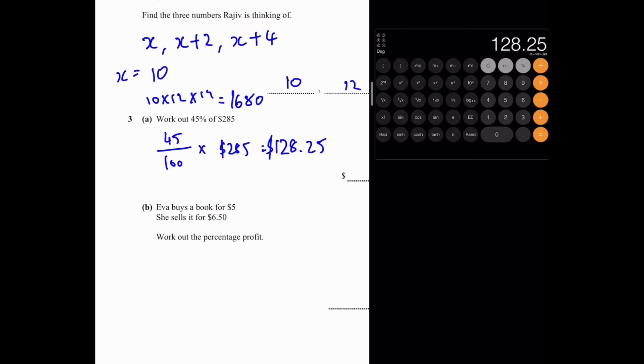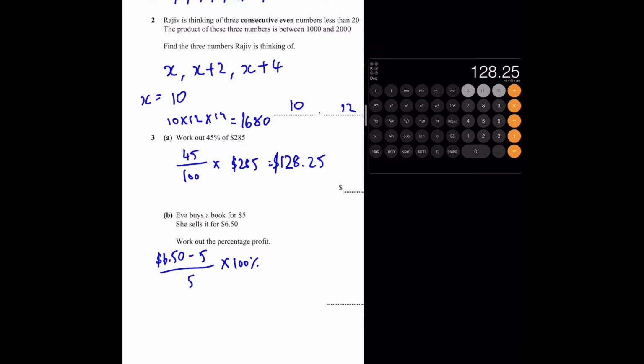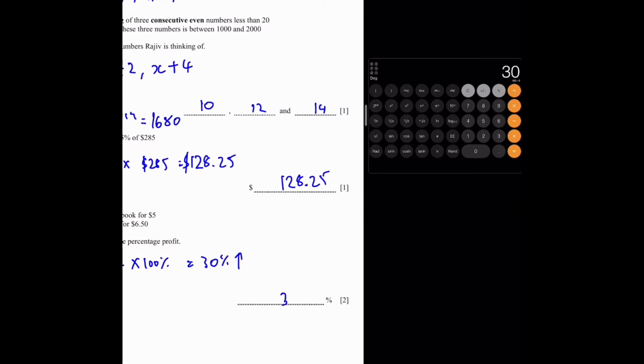Now B. Eva buys a book for $5. She sells it for $6.50. Work out the percentage profit. That's equal to 6.50 minus 5 by 5 multiplied by 100%. Why do we do that? That's because we need to get the difference between the book's original price and the selling price. And we divide by 5 and get the percentage by multiplying by 100. So let's do that. 6.5 minus 5 into 100 divided by 5. And now we have a 30% increase or 30% profit. That's the answer.